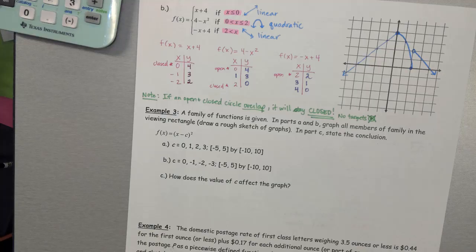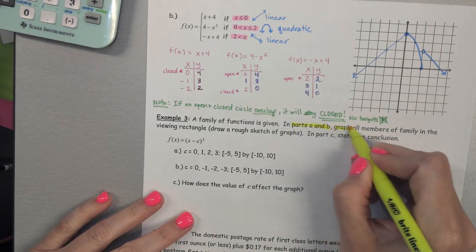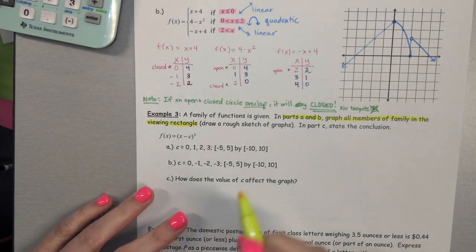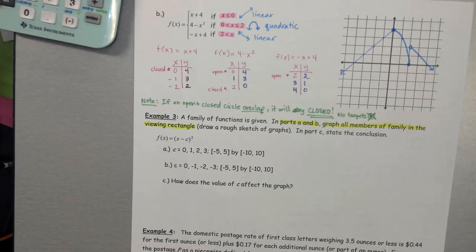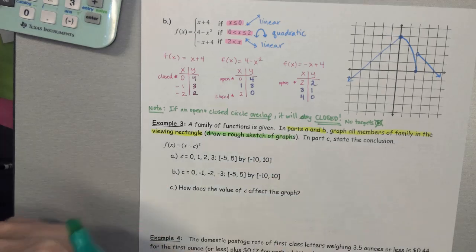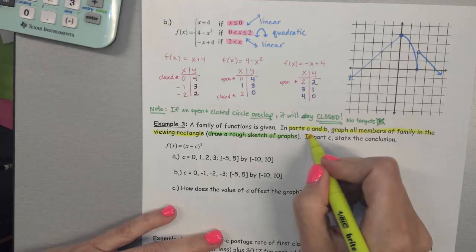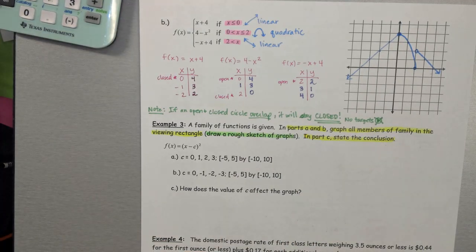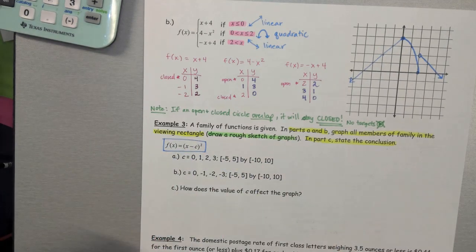All right, so in example 3, a family of functions is given. For parts A and B, we are going to graph all the members of the family in the viewing rectangle. Okay, this one does say draw a rough sketch, so we are just going to draw a sketch of that. And then in part C, we have to state the conclusion. Okay, so this is your equation here.